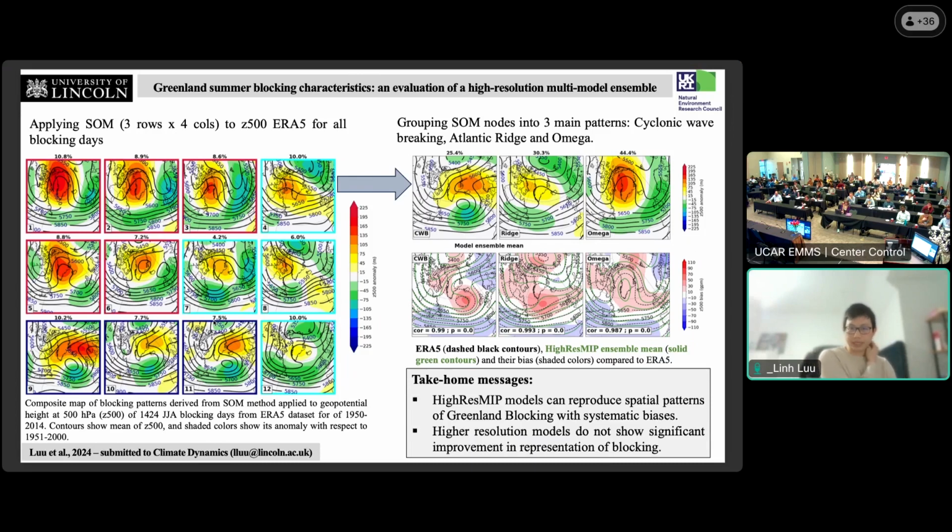So the take-home message here is that high-res MIP models can reproduce spatial patterns of Greenland blocking with systematic biases, and higher resolution models do not show significant improvement in the representation of blocking.